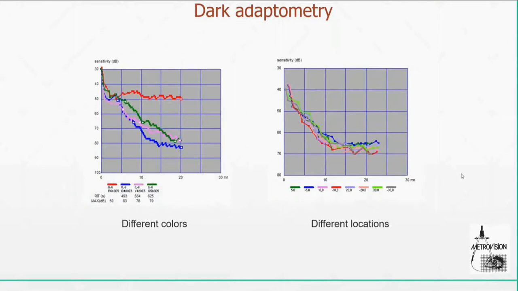If you want, you can also make it with different colors. So this is showing a recording with red color, mainly the response from cones, and other colors like blue, eventually green, using these dichroic filters that you can fit on the MonCvOne. You can also do it in different locations, as it is shown here, where it was tested every 5 degrees along the horizontal meridian.